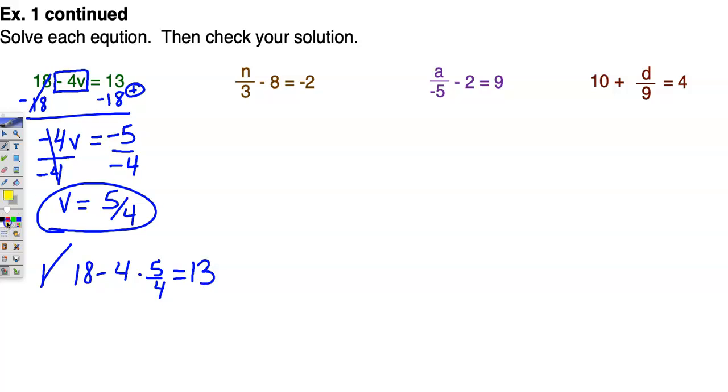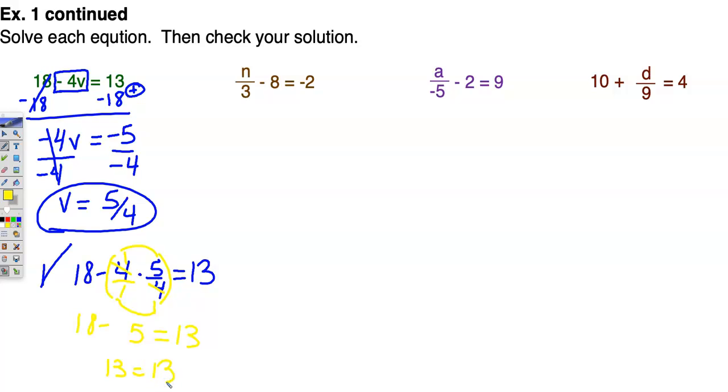Order of operations says we need to do our multiplication first. We can put this over 1. So we need to zoom in on this right here. We can cross cancel our 4's, so we end up with 5 over 1, which is 5. And 18 take away 5 does equal 13, so that checks out good.